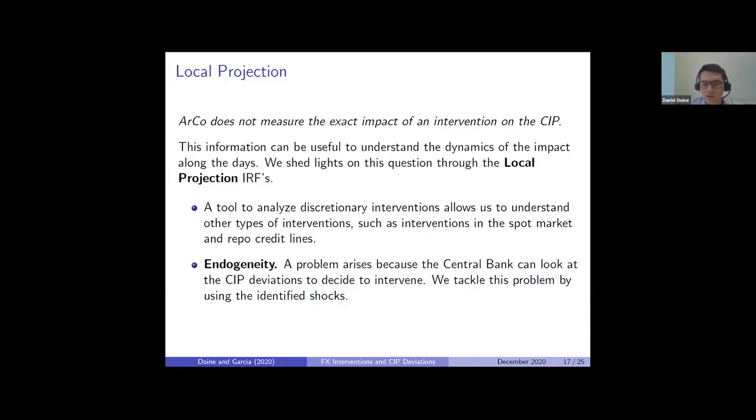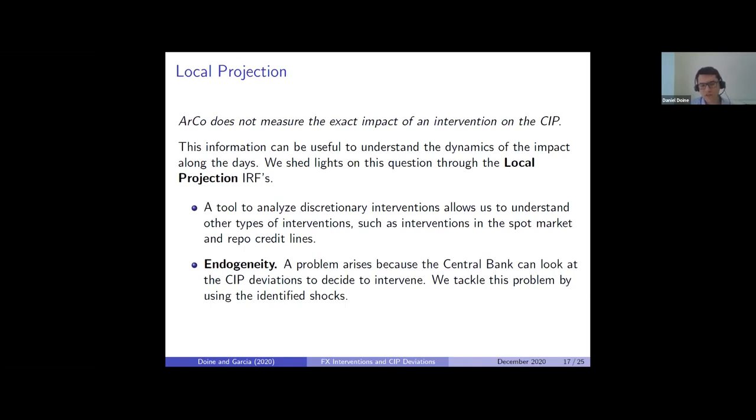This also allows us to understand the interventions in the spot market and the repo credit lines, because the program was basically forward exchange interventions, not spot and not even repo credit lines. And we have a problem of endogeneity here, because there is a hypothesis that the CIP deviation could lead the central bank to intervene. Okay, so if the central bank sees an increase in this deviation, it could signal that the market is lacking some kind of liquidity.